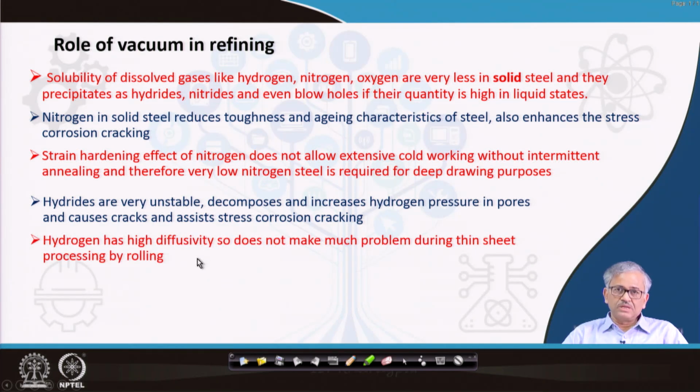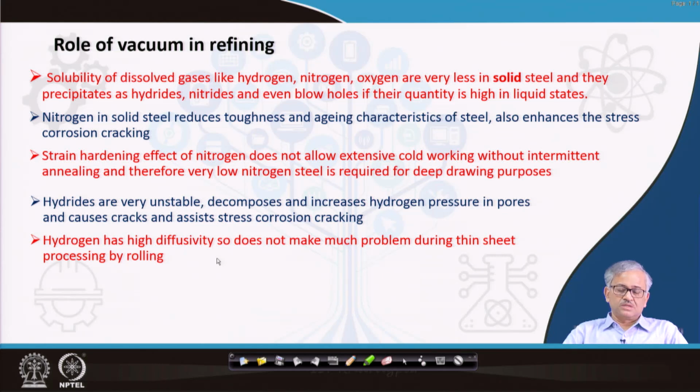Hydrogen of course has a very high diffusivity. So, as a result, when you want to make a very thin sheet, then the hydrogen will diffuse away to the atmosphere. It's not a problem because of very fast diffusion. If you want to make a very thin sheet, since the thickness is less, hydrogen can easily permeate through the structure and diffuse away to the atmosphere and not make too much of a problem.